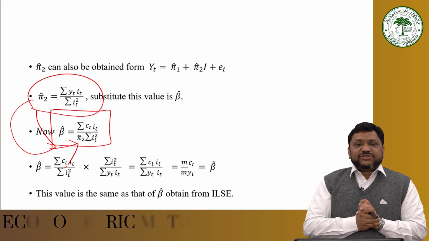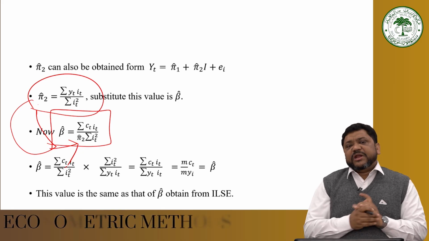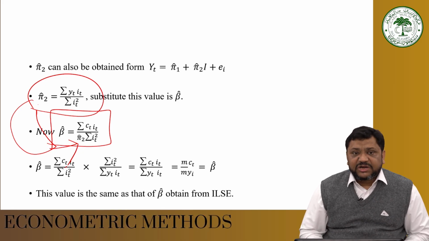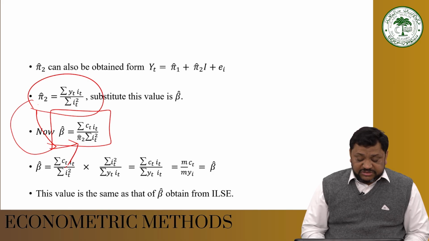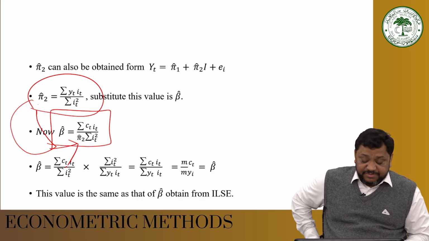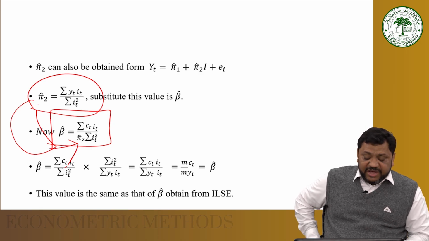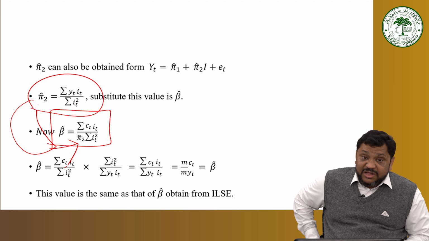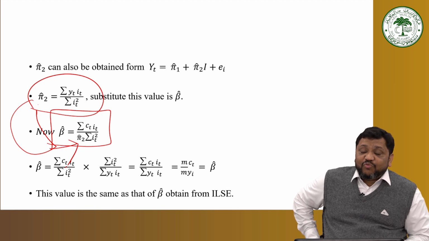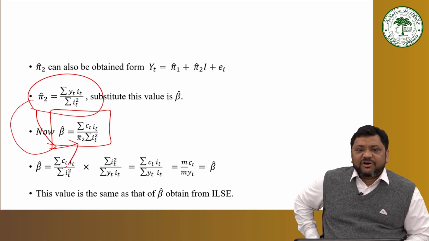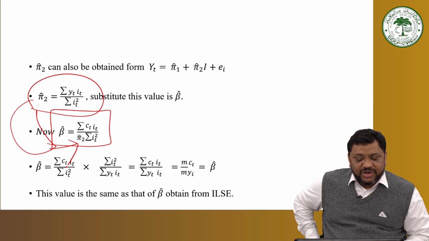Now summation it square is in the denominator also and in the numerator also. Those two cancelled out, so we can say it is equal to summation ct it divided by summation it yt. This is nothing but equal to the moments of ci divided by moments of yi, that is equal to beta hat. We have proved that this value is just equal to the value which we have got of beta from the indirect least squares method.